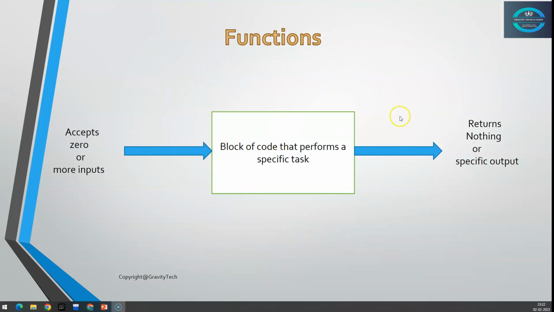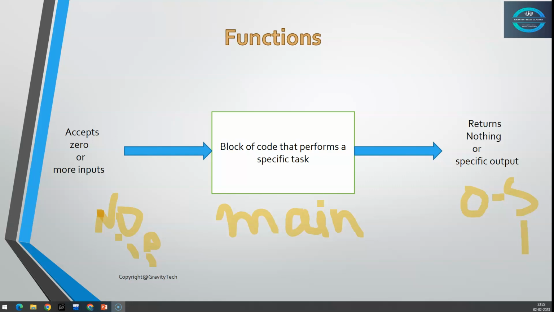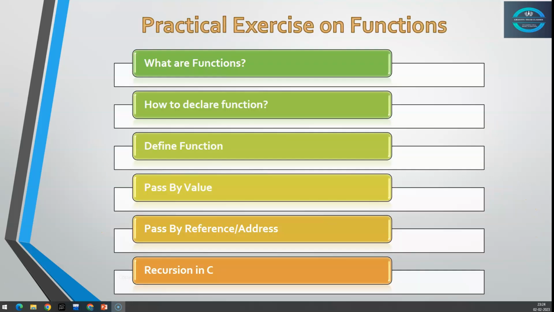So in this case, this is your main function, the name of the function. It takes no inputs, and it returns 0 if successful and non-zero if it fails. Okay, so this is how it is. We'll see the things practically and what functions are.